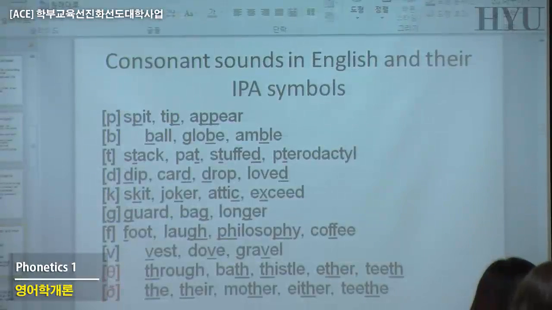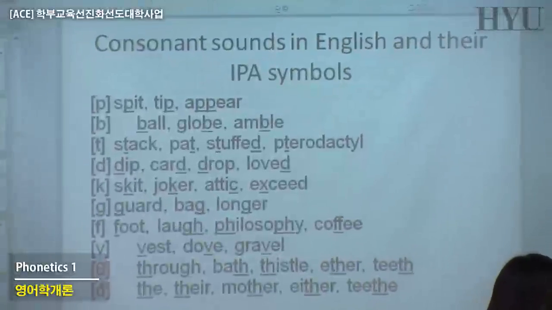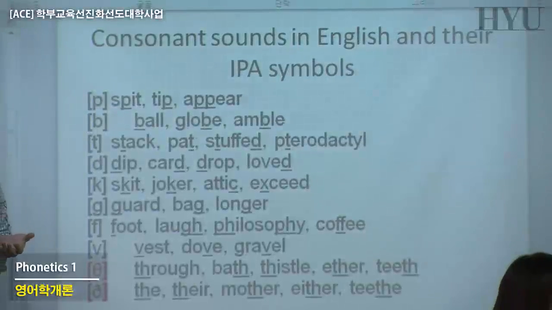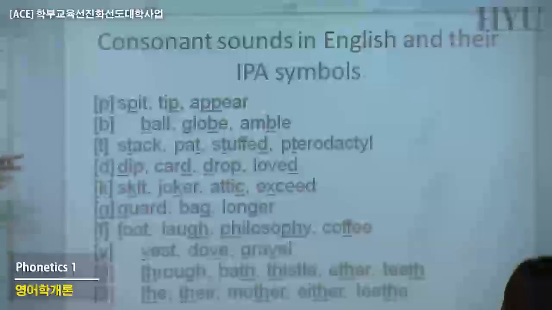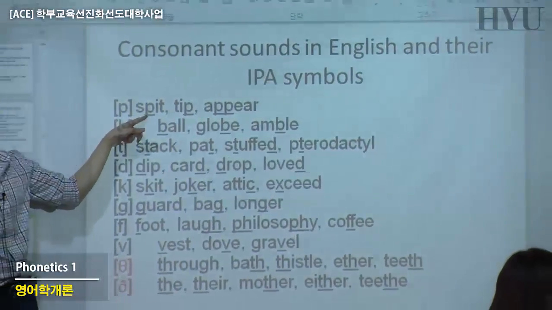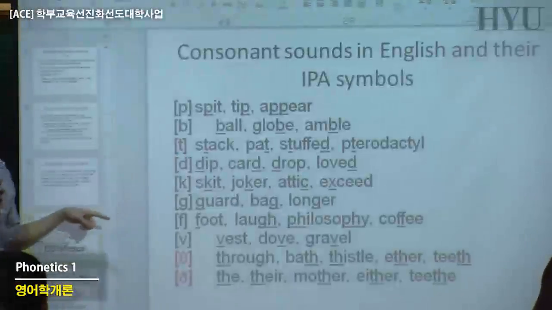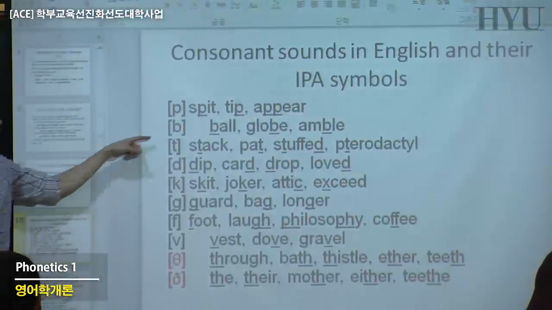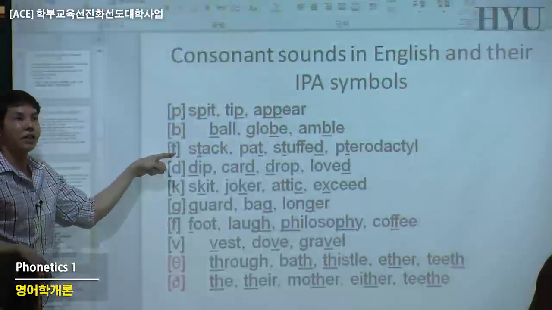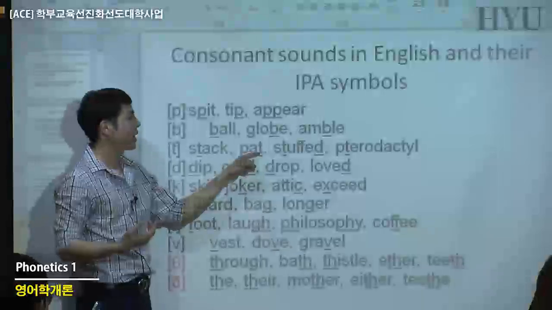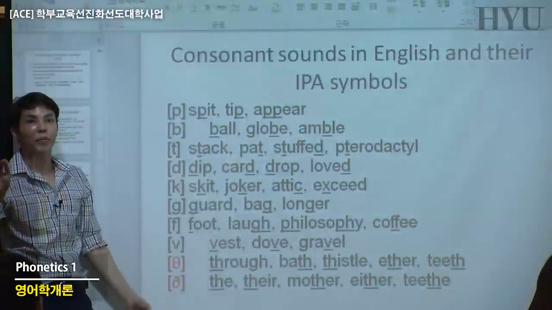The IPA symbols for consonant sounds, fortunately, are almost the same as English letters. So you don't have to memorize a lot. So /p/ is the P sound. Spit, tip, appear, so there's no difficulty there, right? That's a no-brainer. /b/ is just like B, like that. /t/, t, t, t sound. Stack, pat, stuff.